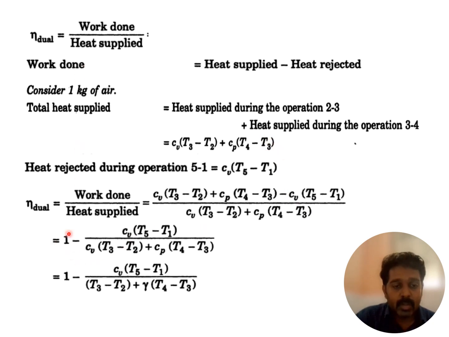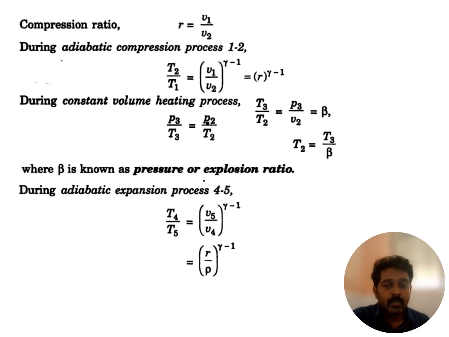So the efficiency formula is equal to 1 minus Cv into T5 minus T1 divided by Cv into T3 minus T2 plus Cp into T4 minus T3, right? That is equal to Cv into T5 minus T1 over Cv into T3 minus T2 plus gamma into T4 minus T3, right? Okay, then the compression ratio small r equals V1 by V2.